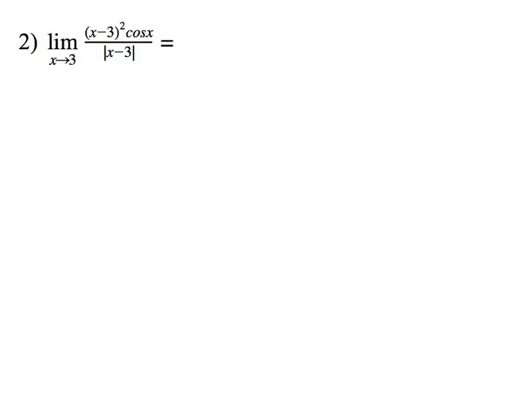Alrighty, this one is also a little unique. It has this absolute value. Absolute values are a little weird. Now, if you plug in 3, you get a 0 on the bottom, so we know we have to do some sort of method. We know we can't just cross those out because this absolute value is something weird.